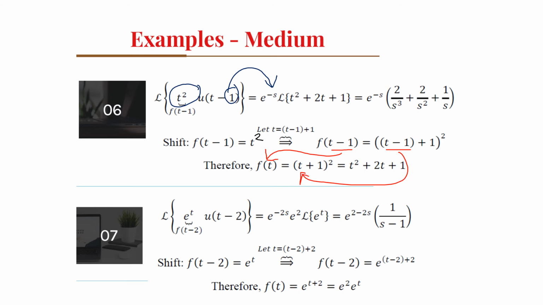Then you have (t plus 1) squared, so you need to expand the squared. (t plus 1) squared is t squared plus 2t plus 1. We're going to substitute into here. The Laplace of t squared is 2 on s cubed, Laplace of 2t is 2 on s squared, and Laplace of 1 is 1 on s. Therefore, Laplace of t squared u(t minus 1) is exponent to the power of minus s multiplied by 2 on s cubed plus 2 on s squared plus 1 over s.